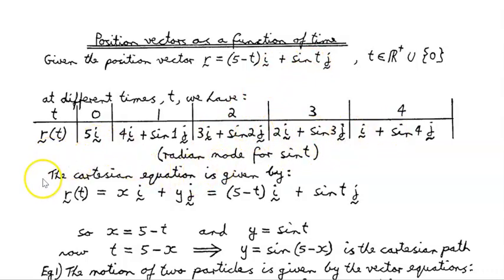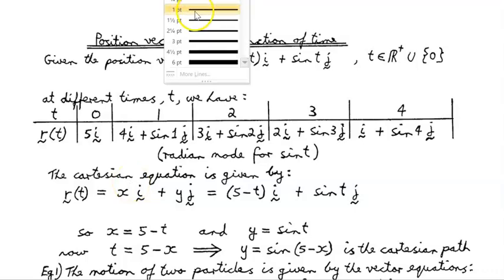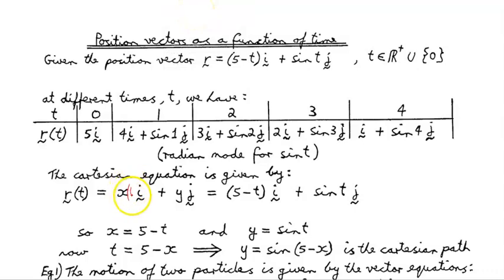The Cartesian equation now is given by the position vector as a function of time, some x as a function of time, y as a function of time. So x is 5 minus t, and rearranging that, t is 5 minus x. y equals sine t, so where the t is we can put 5 minus x, and the Cartesian equation becomes y equals sine of (5 minus x).